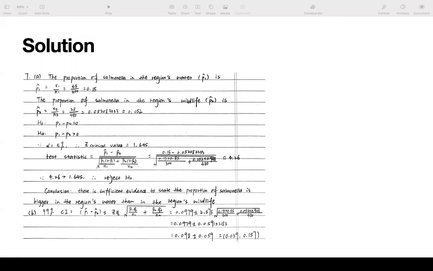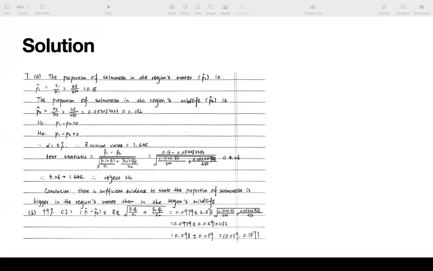So firstly, we can calculate the proportion of salmonella in the region's water, which is P1 hat, and it is equal to 0.15. And also we can calculate the proportion of salmonella in the region's wildlife, which is P2 hat, and it is equal to 0.052. So we can write the null as the difference between the proportions equal to 0, and the alternative as the difference between the proportions is larger than 0.